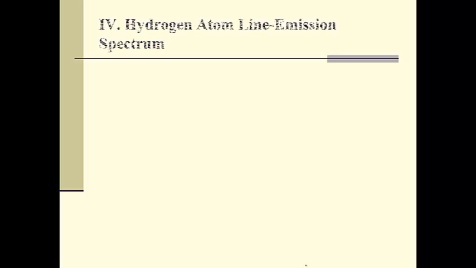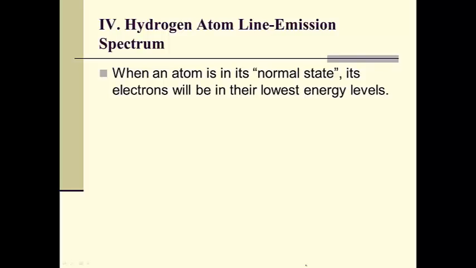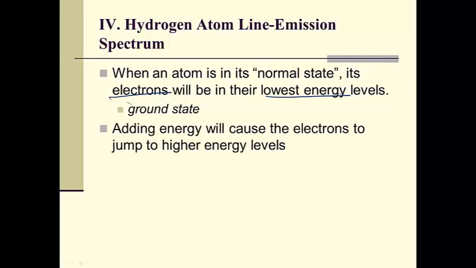Now, where did all these ideas come from? Well, let's take a look at the hydrogen atom line emission spectrum. When an atom is in its normal state, we call it its ground state. Their electrons will be at their lowest energy levels. Now, if you add energy, the electrons have to absorb the energy and they can't stay at that lowest energy state. So they have to jump up to a higher energy level. Now we say that the electrons are in an excited state.